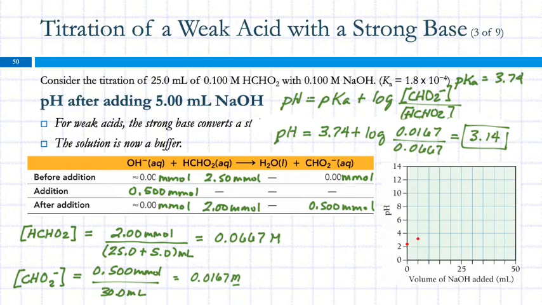If we were to do an ice table, would those start as our initial concentrations? Yes, these would be the initial concentrations, and then you do the plus x and minus x, and you plug it into the equation. Any other questions?